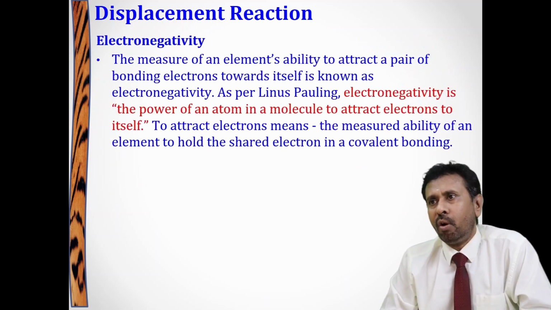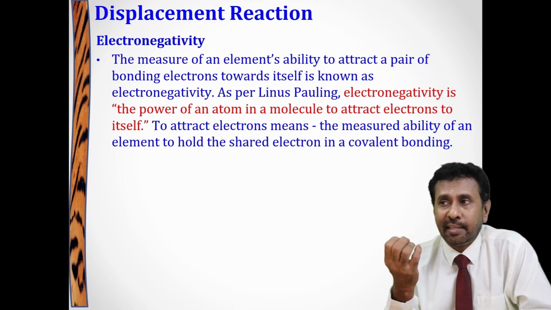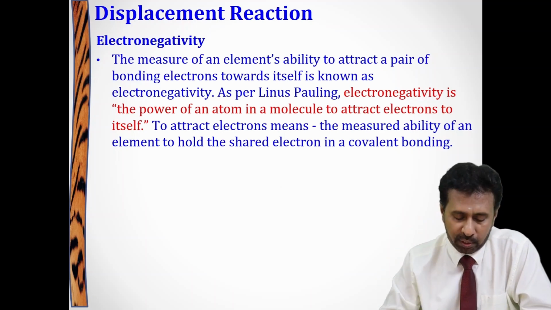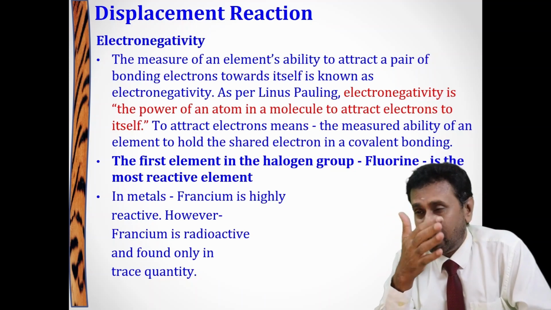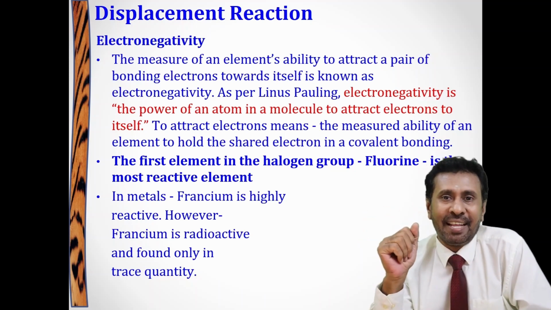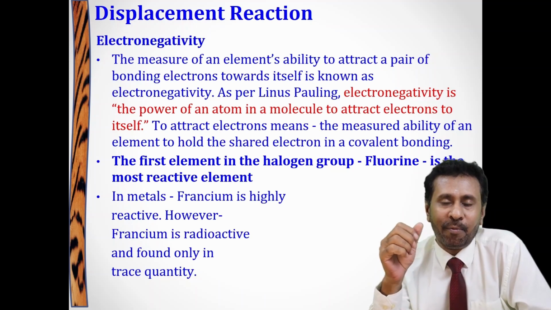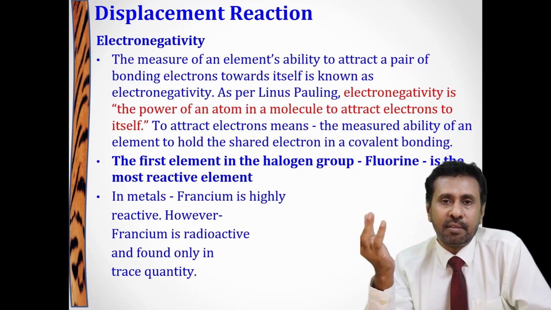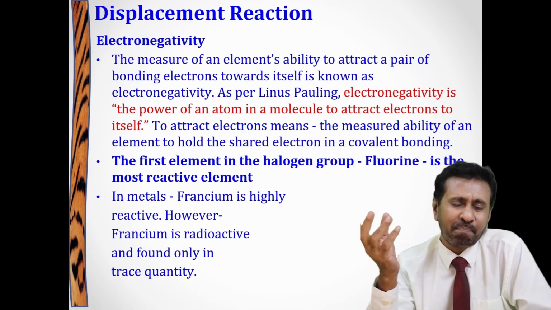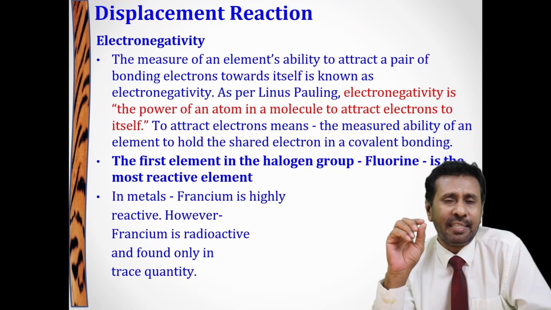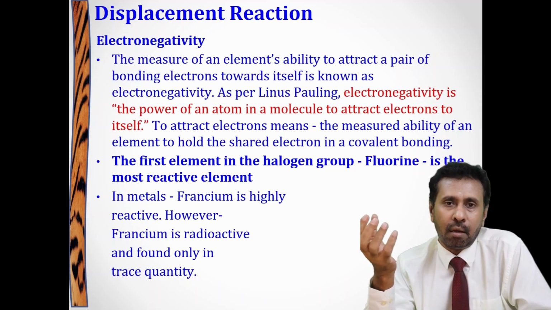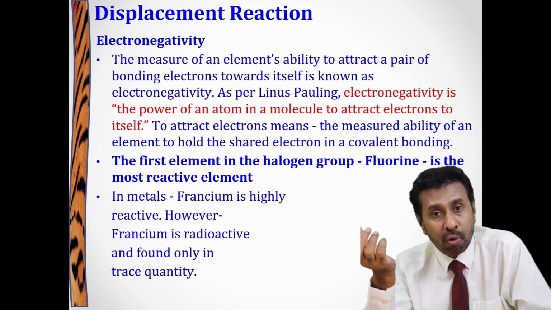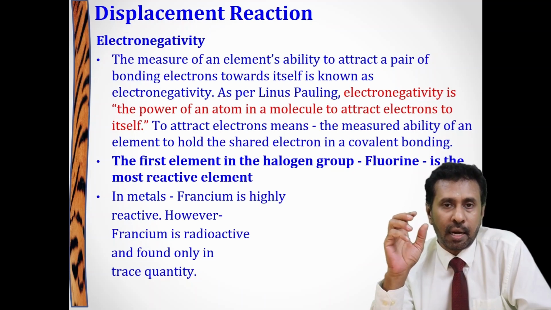So what is the measure of electronegativity? Electronegativity is the power of an atom in a molecule to attract electrons to itself and hold those in covalent bonds. So let us look at some of the examples of highly reactive metals and non-metals. See, in metals, francium is regarded to be very highly reactive, but we don't find francium in a stable isotope form. It is radioactive, but for all practical purpose, we can consider cesium as a highly reactive metal. When it comes to non-metals, fluorine is regarded to be highly reactive.